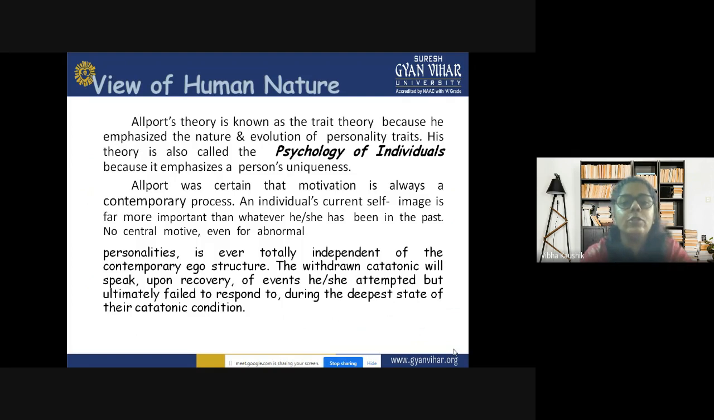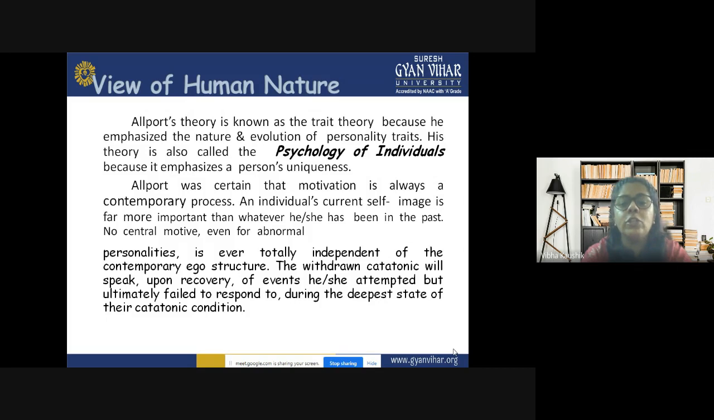View of human nature. Allport's theory is known as the trait theory because he emphasized the nature and evaluation of personality traits. His theory is also called the psychology of individuals. It means Allport's theory of traits is also called the psychology of individuals because it emphasizes a person's uniqueness. Why is it called the psychology of individuals? Because this theory emphasizes a person's uniqueness and specificness.